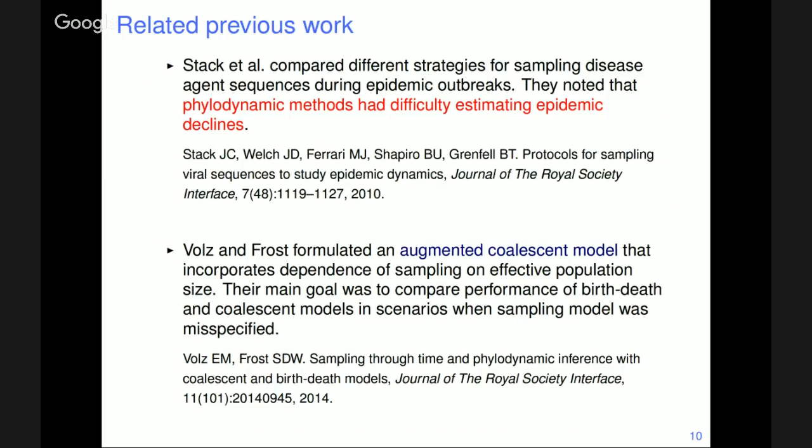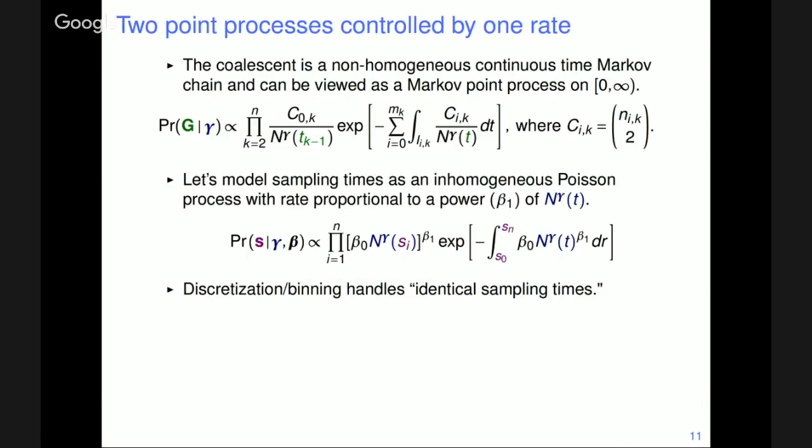So let me start defining what Volz and Frost would call the augmented coalescent likelihood, and we're calling it Bayesian nonparametric phylodynamics with preferential sampling. I like to view the coalescent as an inhomogeneous, continuous-time Markov chain, a kind of death process: you start with a certain number of samples and then you coalesce, so you kill one, and the number of lineages goes down. So it's a Markov death process with quadratic rates, which depend quadratically on the number of lineages at a time.